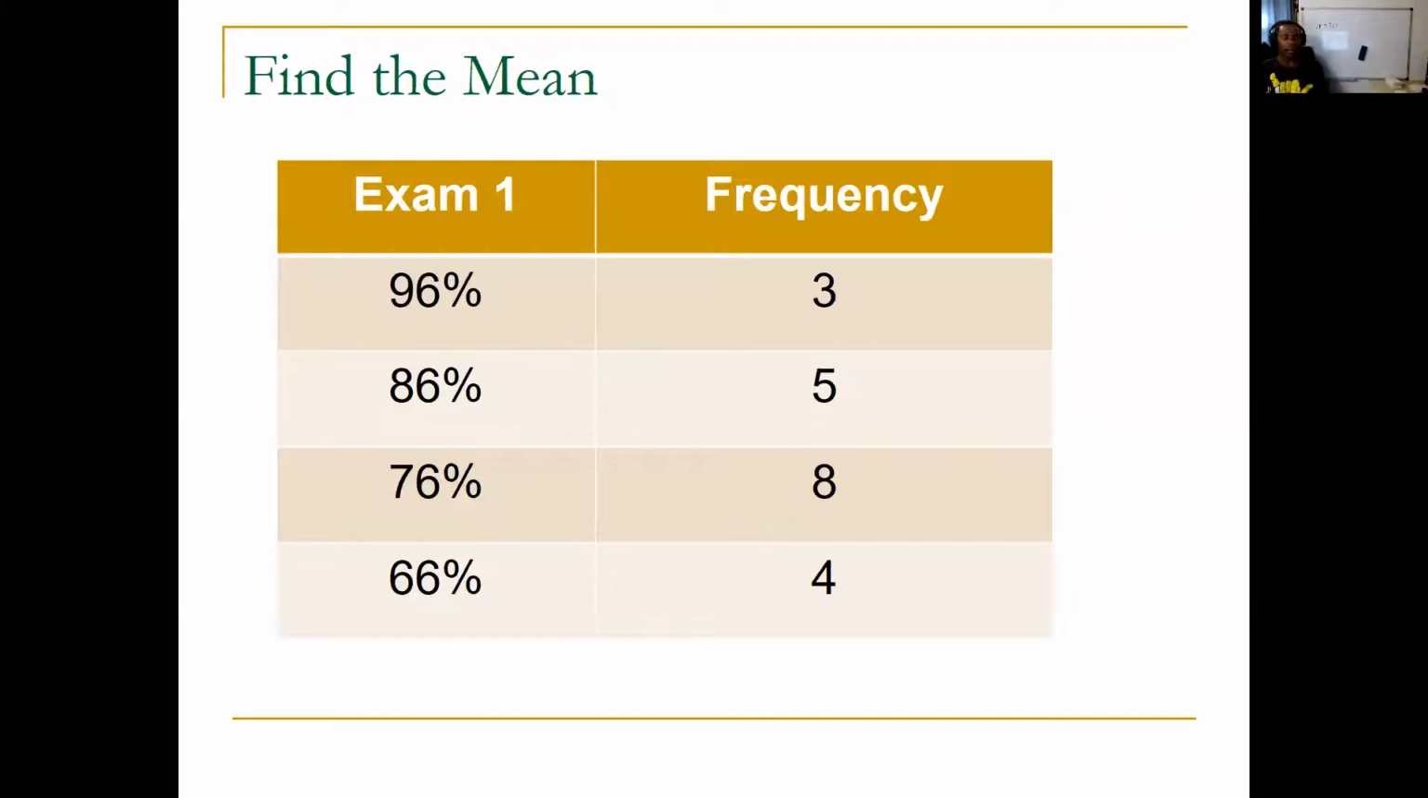Now it's important to understand that when you're adding the scores up, you don't just add 96 plus 86 plus 76 plus 66. That's wrong. The reason why is because 3 people got 96. We don't just take this 96 and add it to the 86 and add it to the 76 and add it to the 66, because 3 people got 96. So you need to give that 96 its proper weight. 5 people got 86, so you have to give that 86 its proper weight. 8 people got 76, so you have to give that 76 its proper weight. And then 4 people got 66, so you have to give that 66 its proper weight.